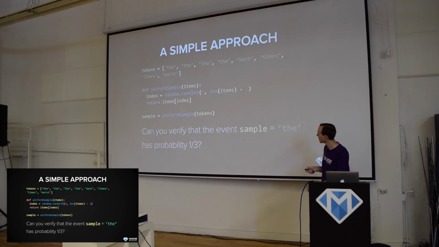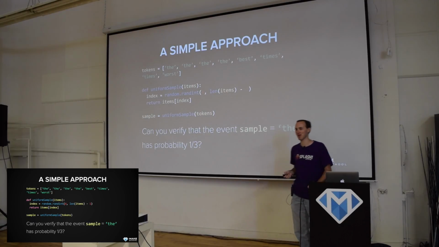Okay? So let's look at one of the events. Say that the sample that we compute at the end is the string the. Does this have probability 1/3? No, it doesn't. That's a typo. Okay. Can we verify that this has probability 1/2?